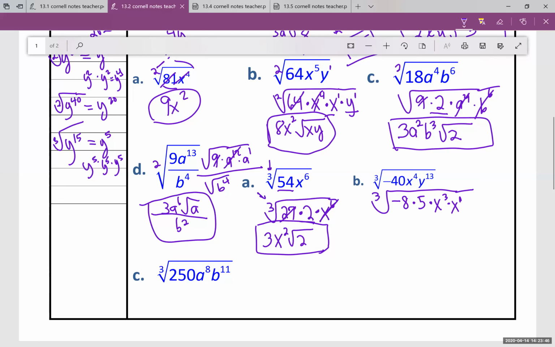finally, a y to the 13th, that's not going to stay y to the 13th. 13 is not divisible by 3. We're going to rewrite that as y to the 12th. 12 is divisible by 3, y to the 1. Okay, now for the fun part, I think.